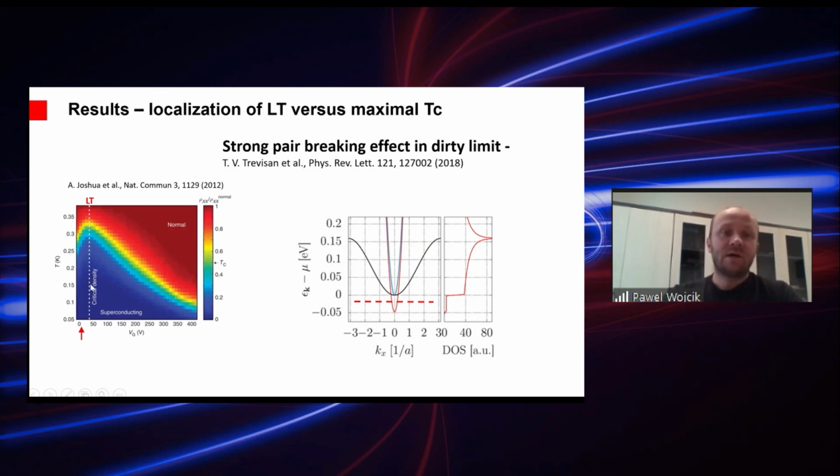Because in this paper, the authors wrote that, in fact, probably the maximum of the critical temperature here is related to the Lifshitz transition. Because, of course, if we change the gate voltage, at some point we should observe that the higher lying band here crosses the Fermi energy. So it means that we have a Lifshitz transition. And the authors wrote that probably the maximum of the critical temperature is exactly at the Lifshitz transition.